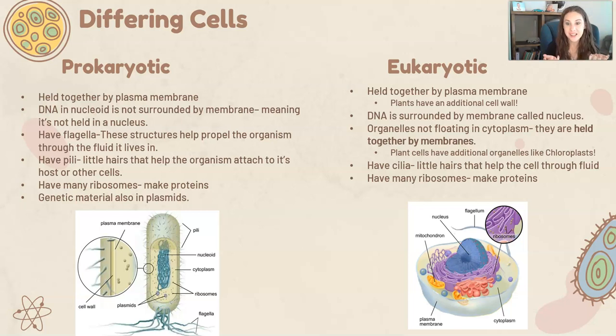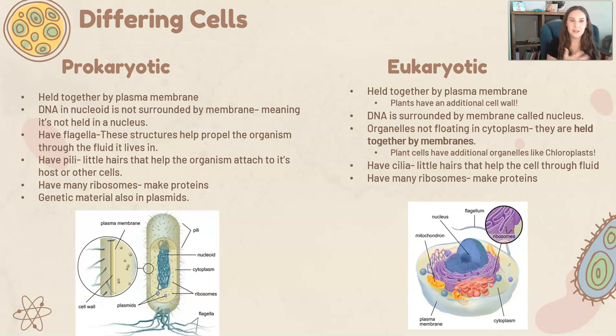Now, in eukaryotic cells, the organelles are not going to be floating around in the cytoplasm like they do in a prokaryotic cell. Instead, they are held together in this jelly-like substance by membranes, okay? And then plants will have additional organelles, one that's called a chloroplast, which, of course, takes part in photosynthesis, okay?